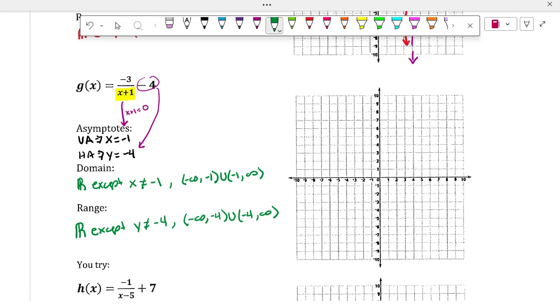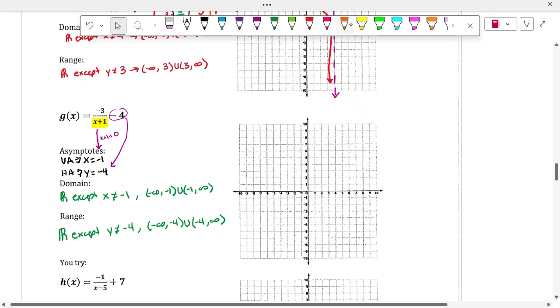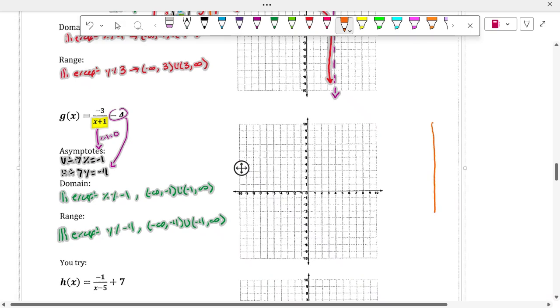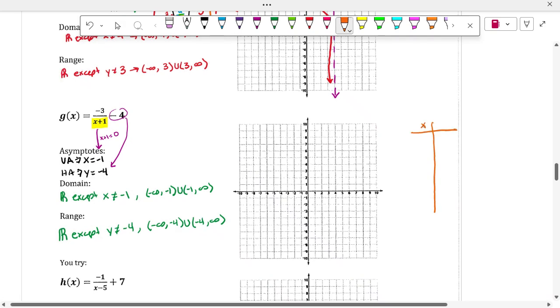All right, so now let's graph. So, guys, you know, the ones that are talking are the ones that usually don't do so hot on tests, so that might say something.